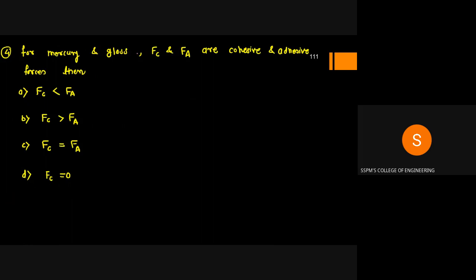For mercury and glass, Fc and Fa are the cohesive and the adhesive forces. Then the correct relation is: Fc less than Fa, Fc greater than Fa, Fc equal to Fa, or Fc equal to 0. For mercury, the cohesive force is always greater than the adhesive force, and therefore we observe the convex meniscus. So the correct option is option B, Fc is greater than Fa.